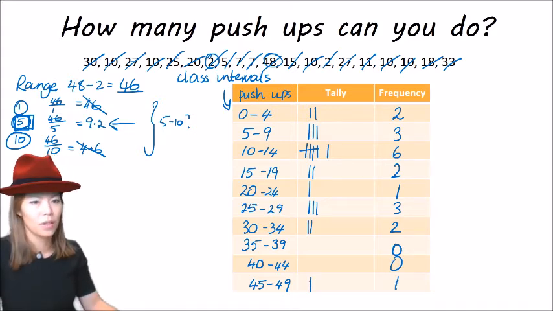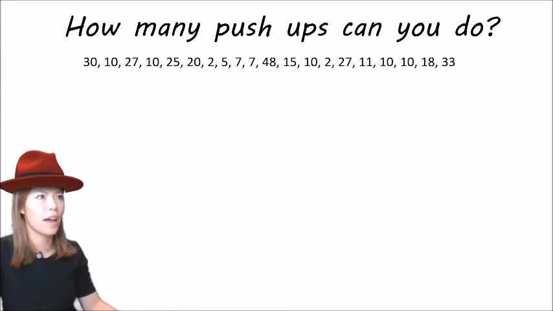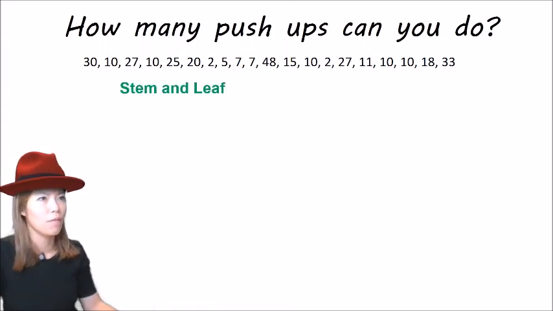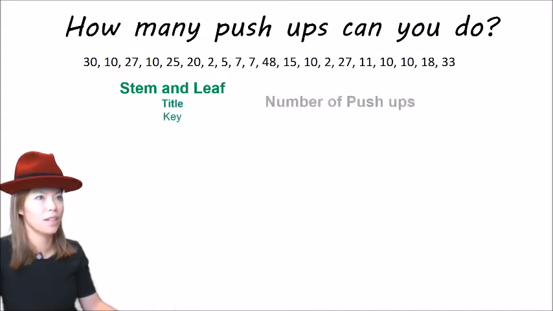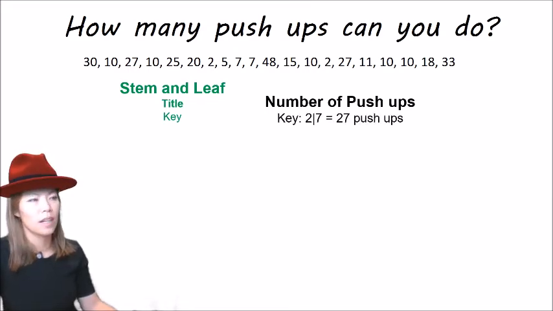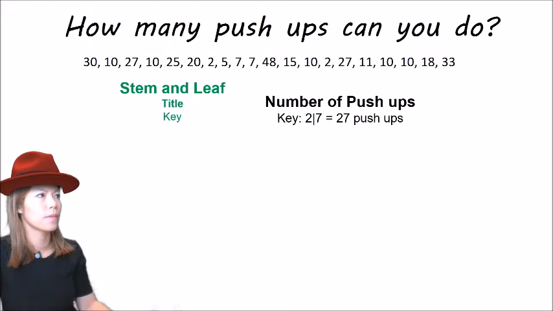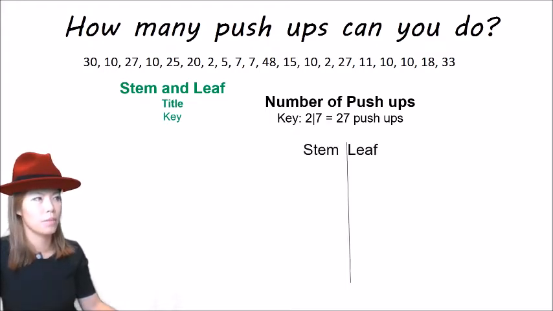The last thing we're going to go through today is having a look at stem and leaf plots. To do a stem and leaf, you need the title and a key. That's pretty much it. So let's have a look at what it looks like. The title will be number of push-ups and our key will be 2/7. And that represents 27 push-ups. Don't forget the units. So the stem and leaf, then put a line in the middle and put your stems.